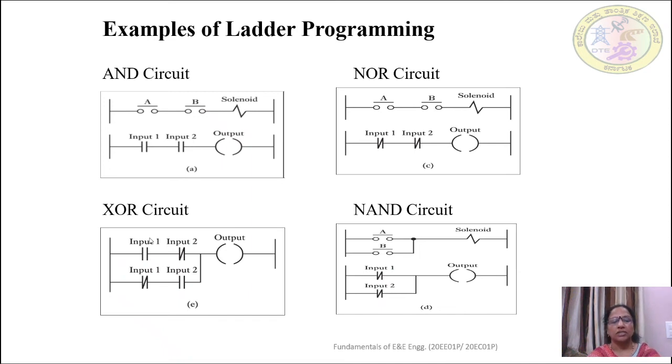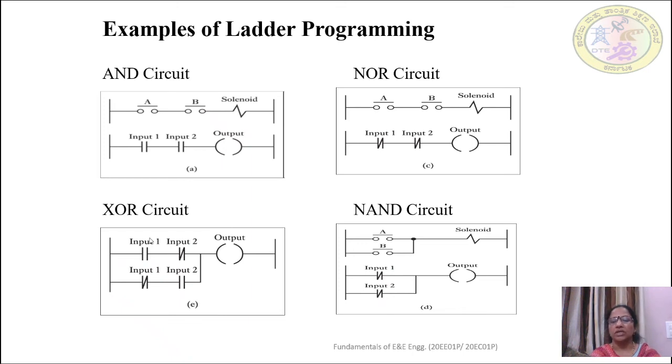Here the circuit for XOR operation is also there. In the XOR operation we see that input 1 is normally open whereas input 2 is closed. Similarly, input 1 is closed whereas input 2 is normally open there. So the output will appear across the output there. So this is the XOR circuit.